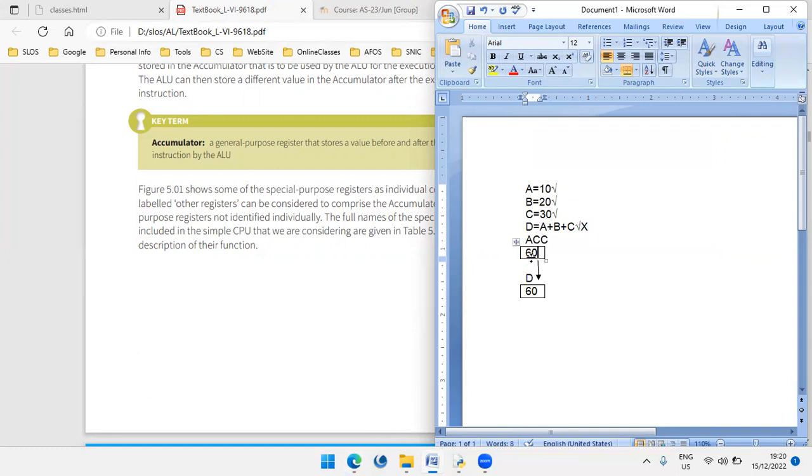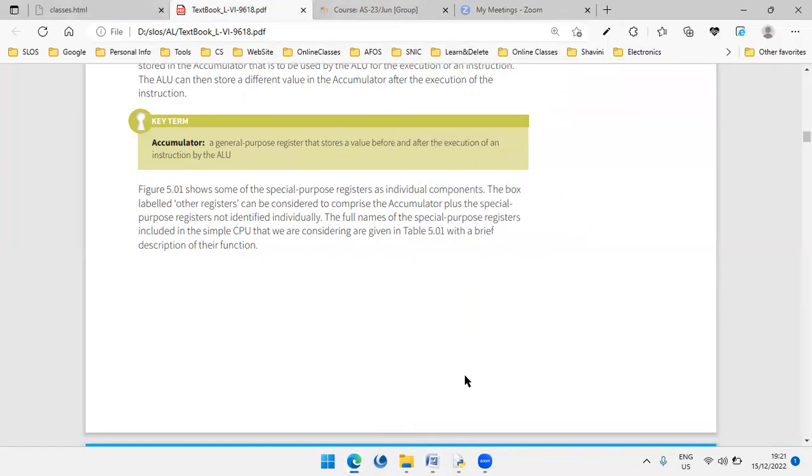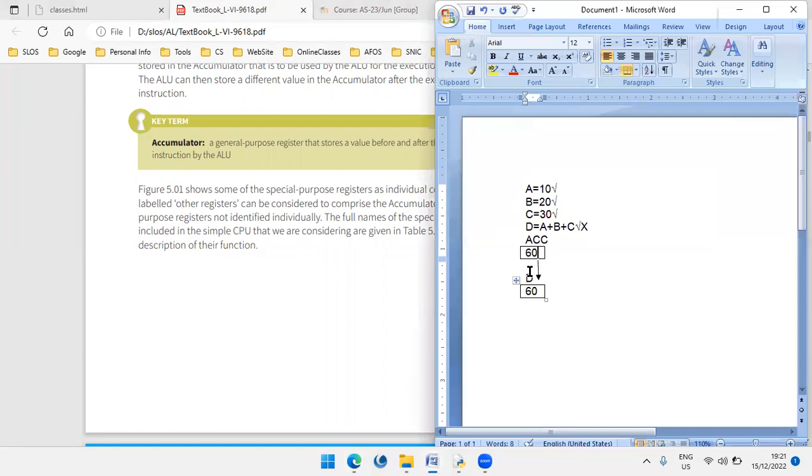Let's look at when you have to add D equals A plus B. The 10 will come here, right? Then before and after adding, it's 60. Before also it's stored, and after adding also it's stored here until it is transferred to the storage place D. D equals this, so it will go to D. Then also it will be there, but if you need another execution of another instruction, then this will be erased and the new value will come.